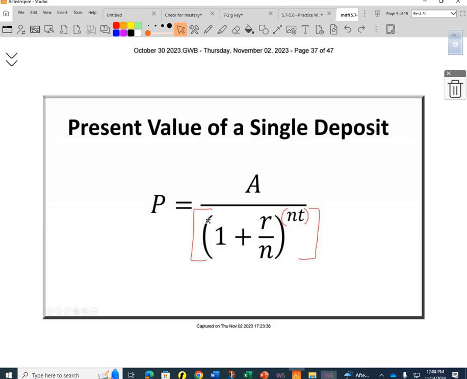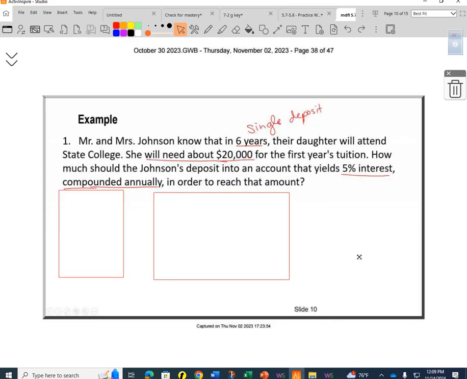So, I'm going to see if I've got that copied and pasted. Now we're going to look at an example of a problem that we would use this equation for. It says, Mr. and Mrs. Johnson know that in 6 years, their daughter will attend state college. She will need about $20,000 for the first year's tuition. How much should the Johnsons deposit into an account that yields 5% interest, compounded annually, in order to reach that amount? So what we're saying is, they know they need $20,000. What they don't know is how much they should deposit given this interest rate and the amount of time they have. So this formula will let us do that.